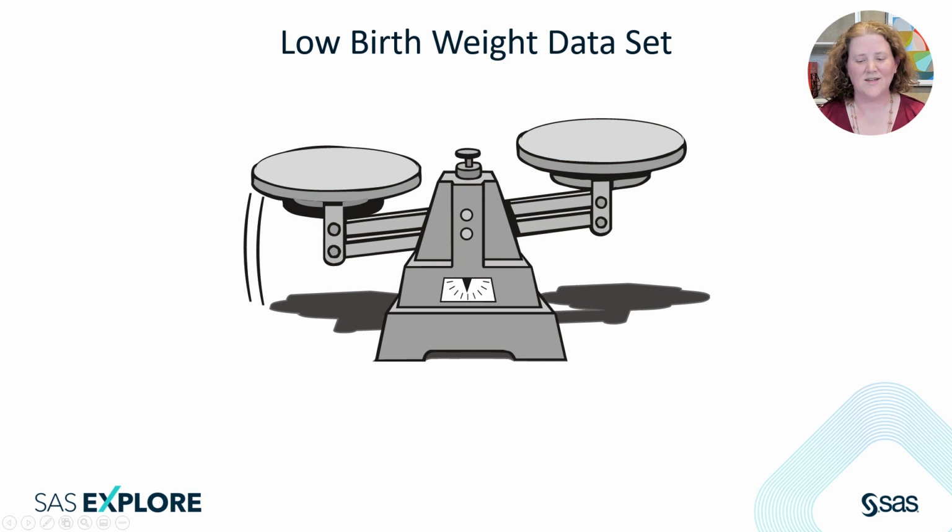We have ethnicity, we have smoking status during pregnancy, yes or no. We have history of premature labor, and that's the number of premature labors. We have history of hypertension, yes or no. We have presence of what is called uterine irritability, yes or no. And then finally, we have the number of physician visits during the first trimester, which can be 0, 1, or 2.